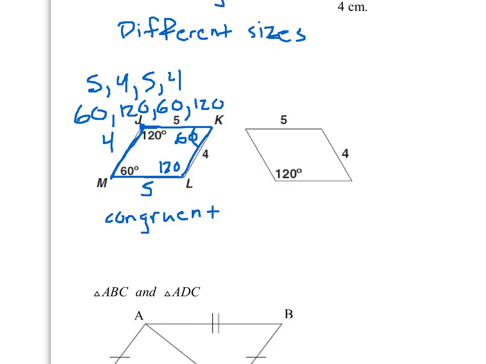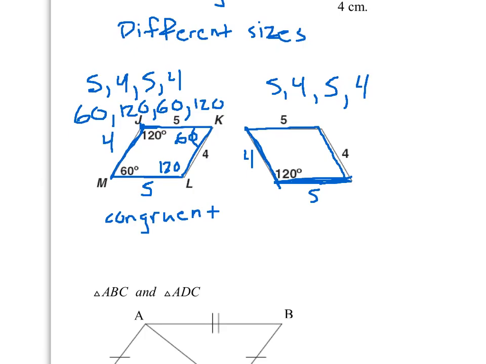So we're going to have to be able to follow this same pattern over here of 5, 4, 5, 4, and 60, 120, 60, 120 over here to prove that these are congruent. So I can go 5, 4, and then I would have to go 5. Is this 5? How do I know this is 5? Opposite sides of parallelograms are congruent. And this last one would have to be 4. Is this 4? Yes. How do we know? Opposite sides are congruent. So far, so good.